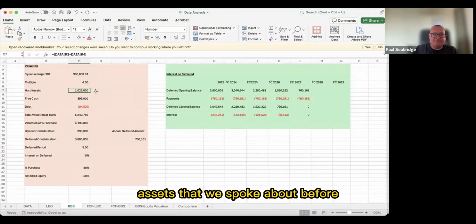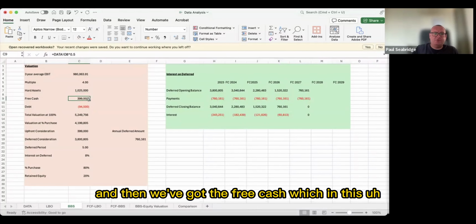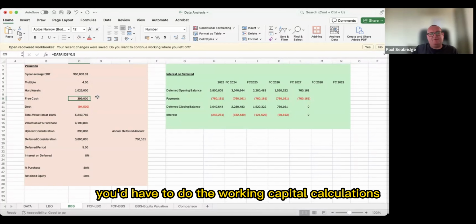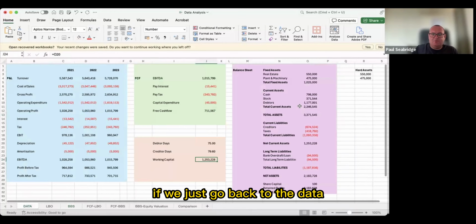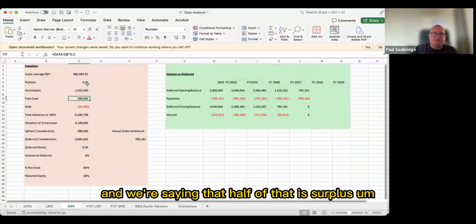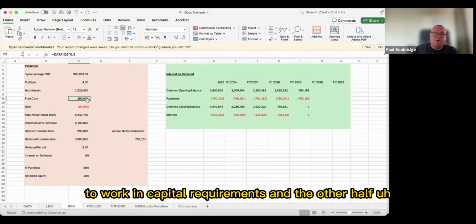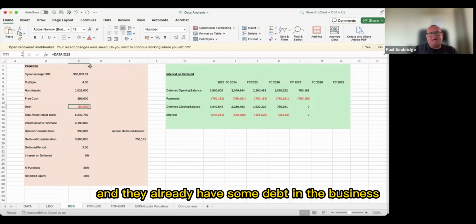We've then got those hard assets that we spoke about before, which is the real estate that they own and the plant and machinery. And then we've got the free cash, which in this, you'd have to do the working capital calculations. But in this scenario, if we just go back to the data, we can see here they've got just shy of 800k in the bank. And we're saying that half of that is surplus to working capital requirements, and the other half we can pay out as part of this transaction. They already have some debt in the business.